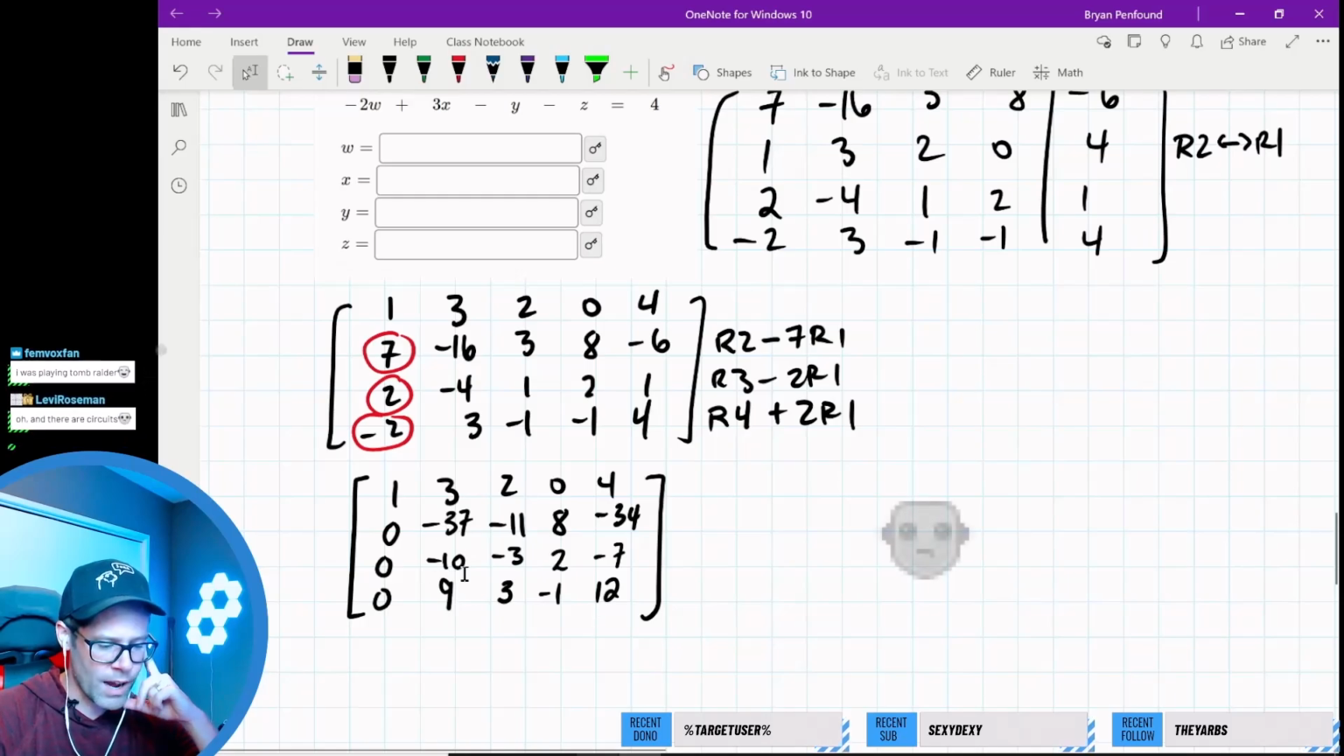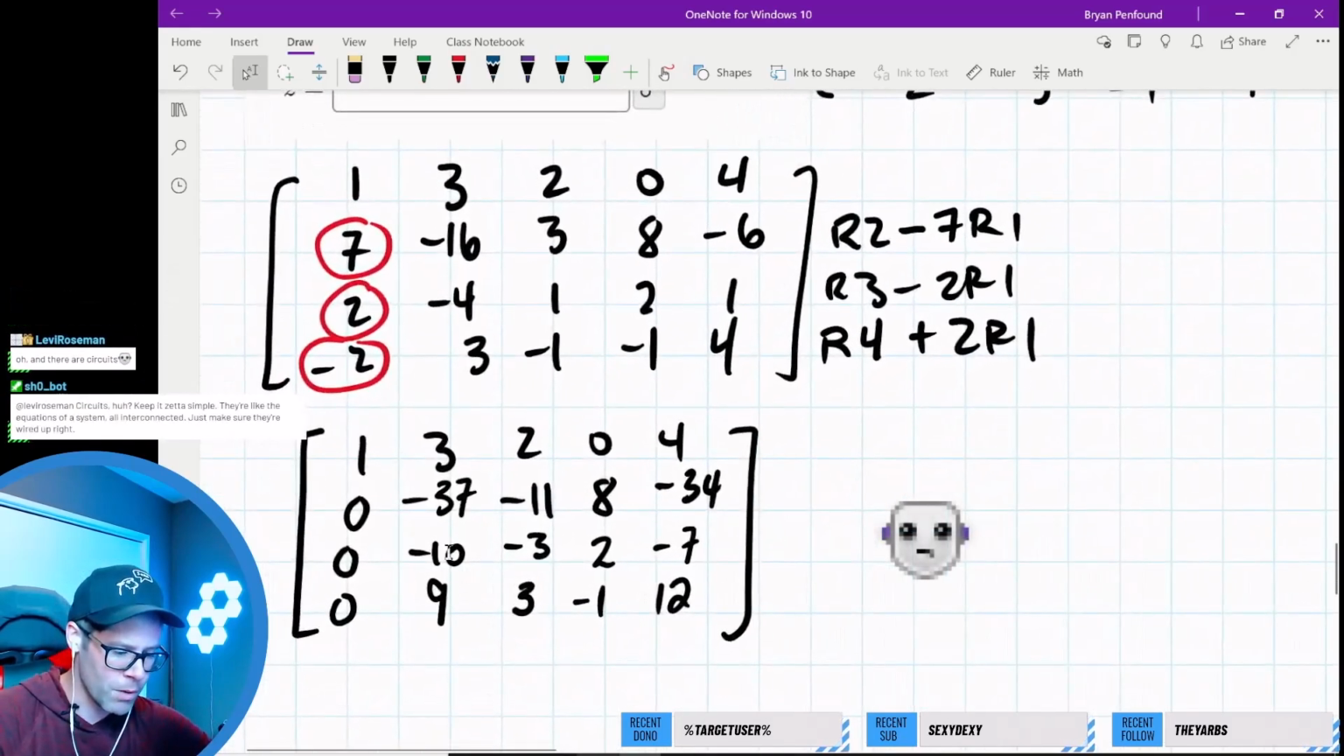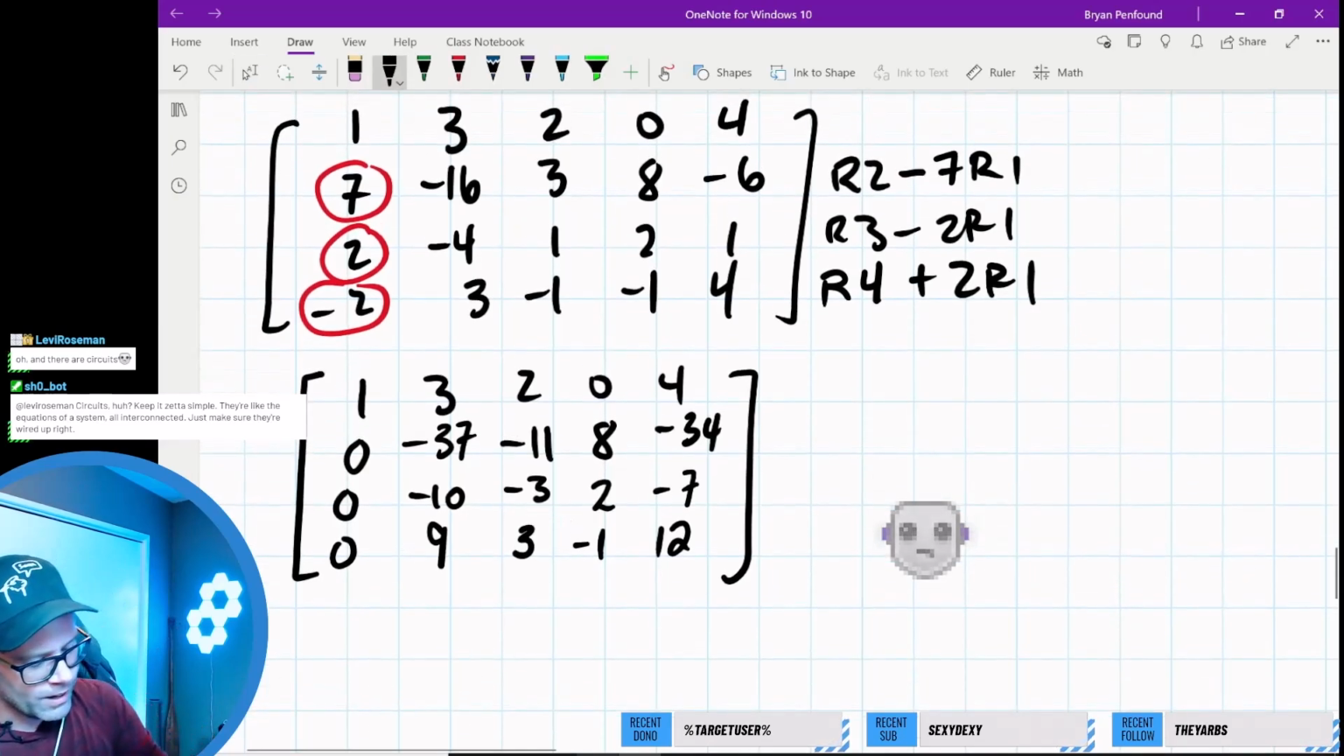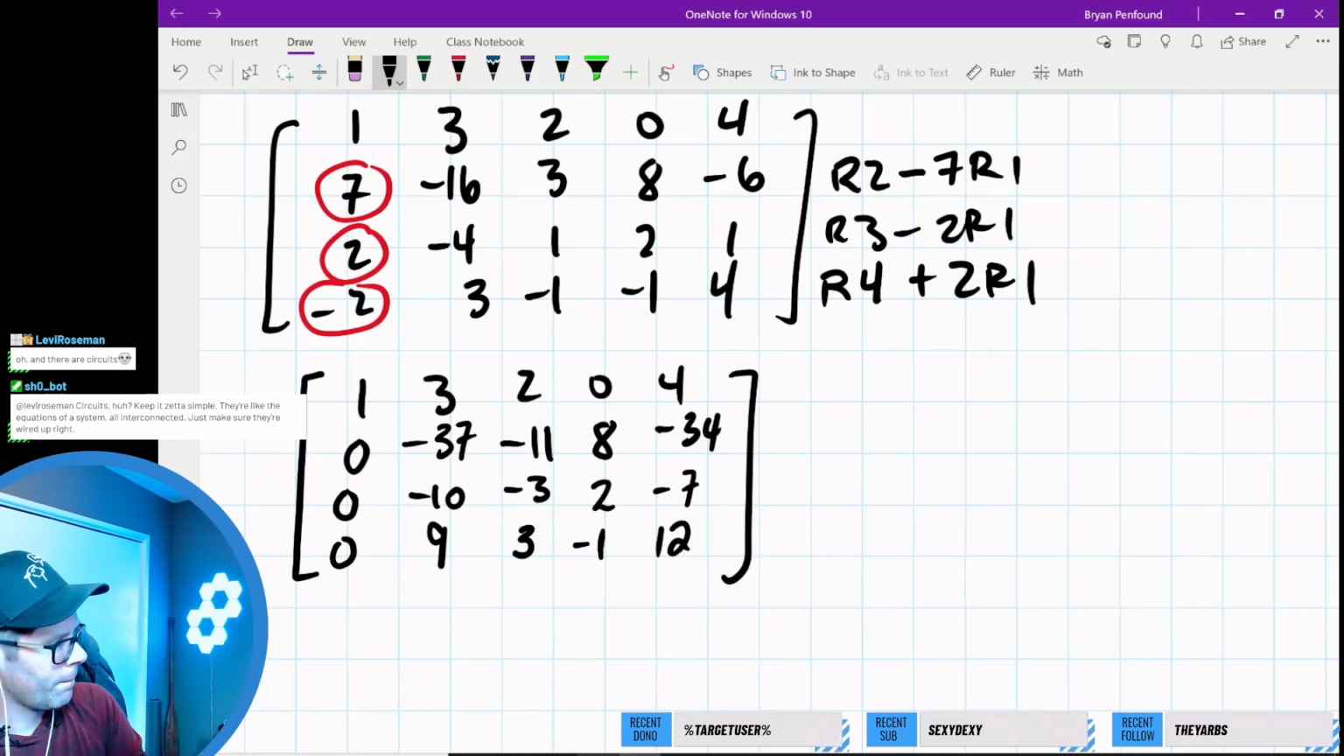So I could actually probably craftily make circuits, interconnected, just make sure they're wired up right. You're playing Tomb Raider. Wow, I haven't heard that in a long time.